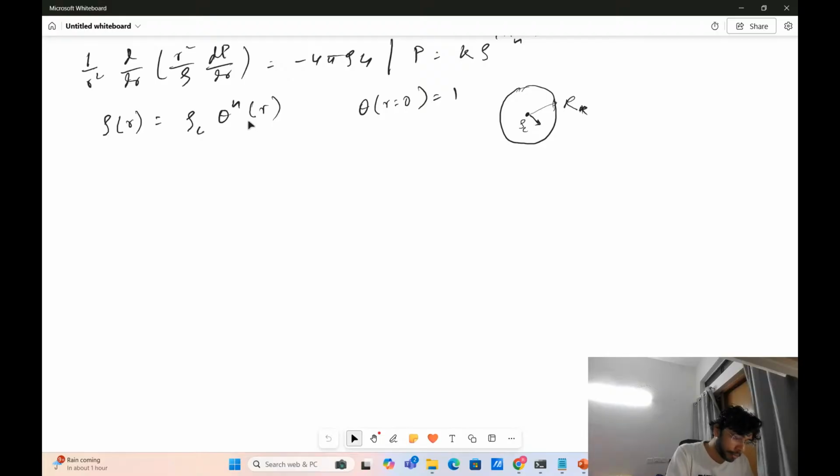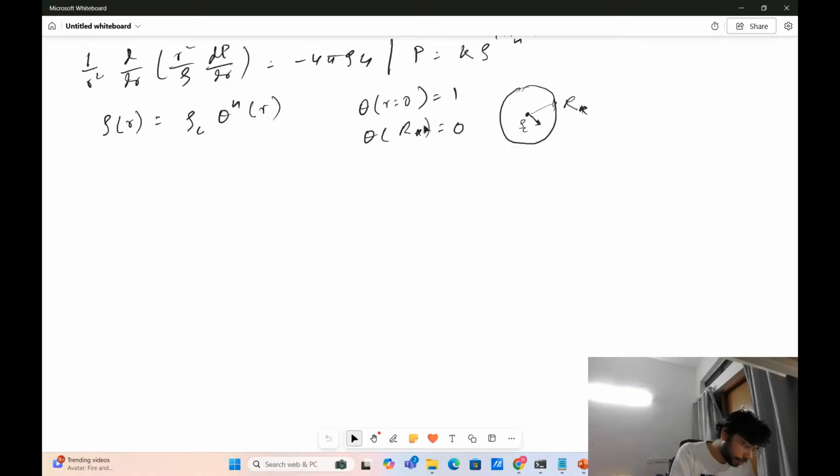Similarly, theta at the surface of the star should be 0, because at the surface there will be no matter. Therefore theta will become 0, so the density will become 0. So these are the two conditions by which we define theta.